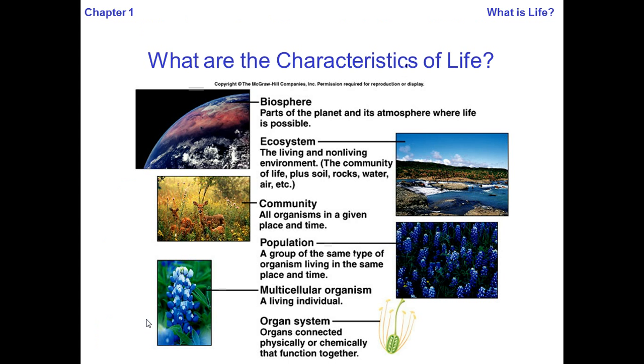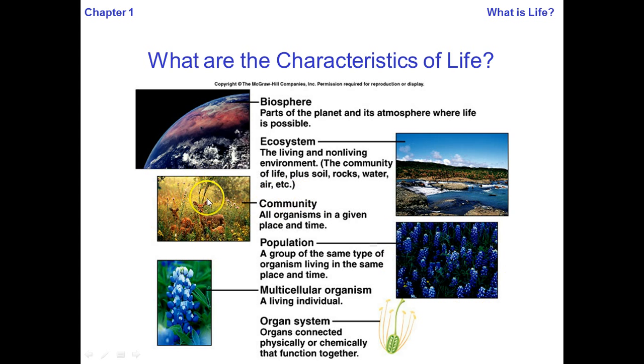These levels of organization carry on into even larger things. For example, if you look at this level of organization here, you have an organ system. These are organs that are physically or chemically together. These are part of this flower. This flower is the multicellular organism. It's one living individual. But if you put a group of those same flowers together in the same area, it's called a population.